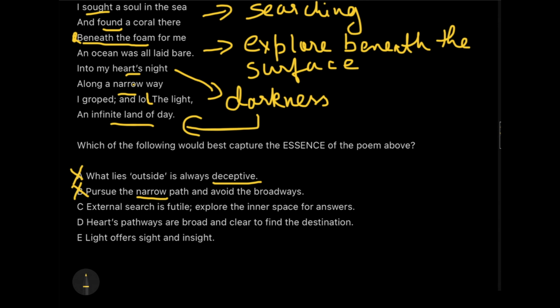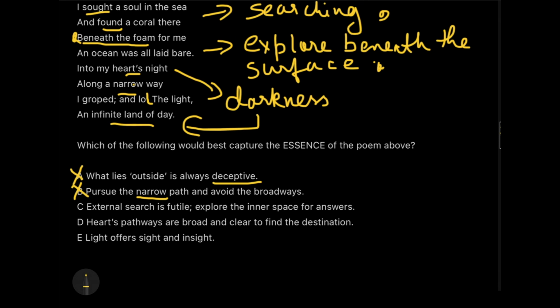Moving next to option C. External search is futile. Okay. Explore the inner space for answers. Whoa. Something very much matching with whatever I have written at the top, right? Searching, exploring beneath the surface. And the biggest thing is that none of the words are matching from the poem. If you carefully observe, external, search, futile, explore, inner space, answers. No, none of these words are matching from the poem.